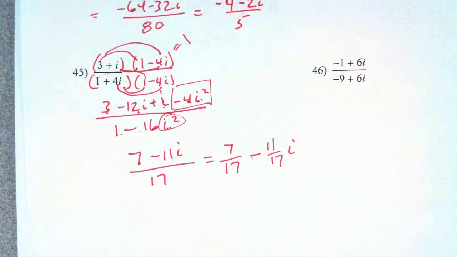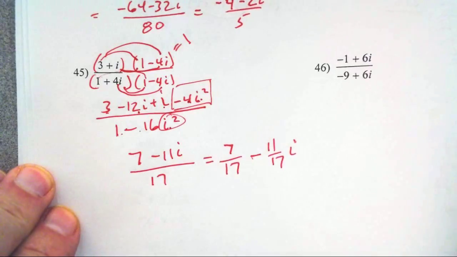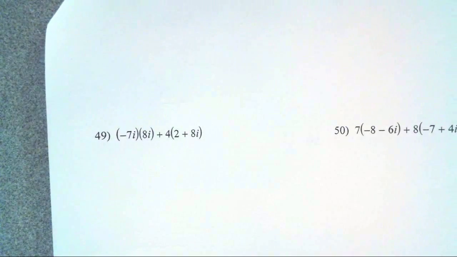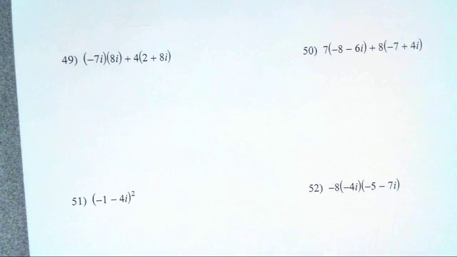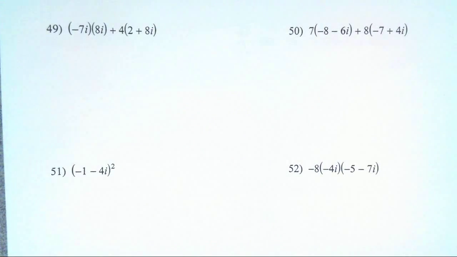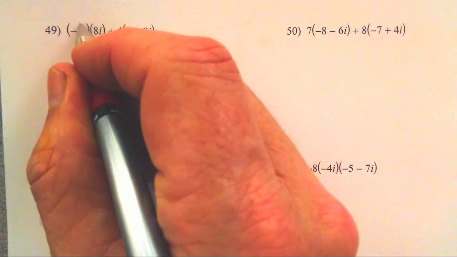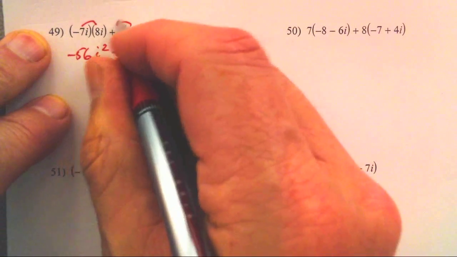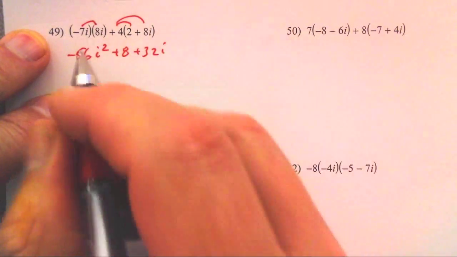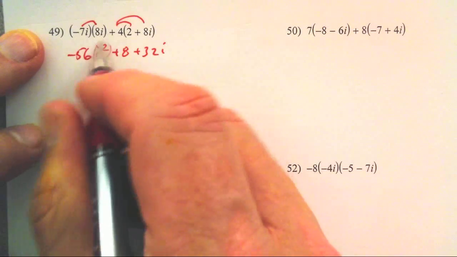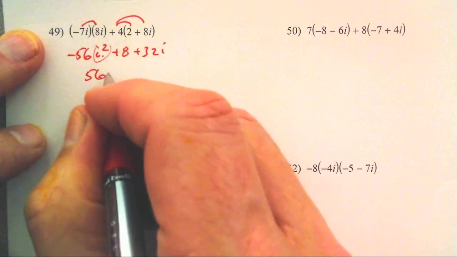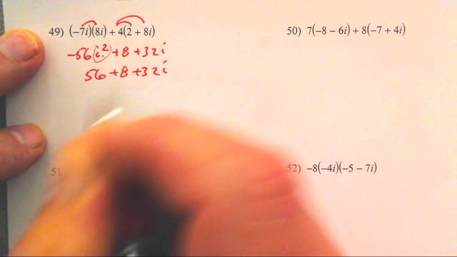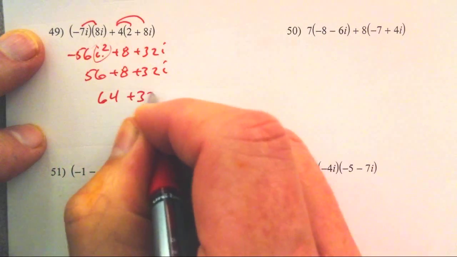So those are things we're going to need to be aware of for this coming chapter. Okay, then I'm just going to do one more problem from this page, number 40, or from this type of problem. Very, very similar. Order of operations, I'm going to multiply. Negative 56i squared, that's good news. I get a plus 8 and a plus 32i. i squared is negative 1. So this is negative times negative, positive 56 plus 8 plus 32i, or 64 plus 32i.